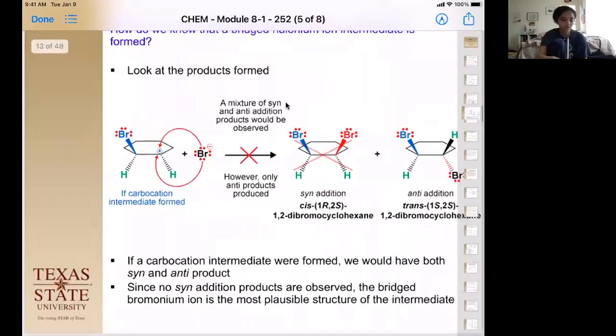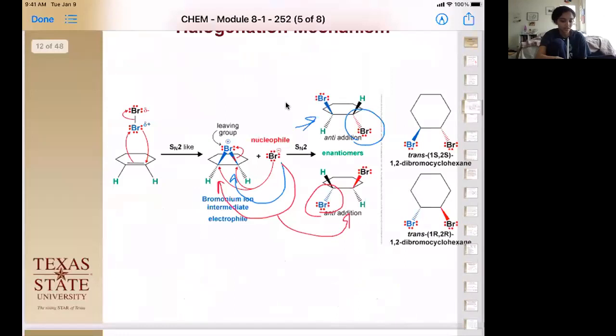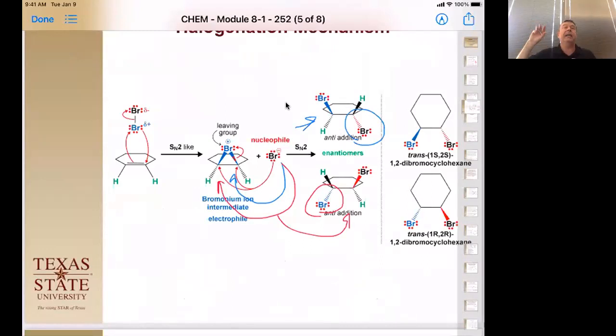Okay. I have a question. Yes. So you said that halogenation is anti only, and then acid catalyzed hydration is syn and anti. Correct. And then, what about hydrohalogenation? That's just Markovnikov? No. Markovnikov is where the hydrogen goes. That's the regiochemistry. The syn and anti is the stereochemistry.